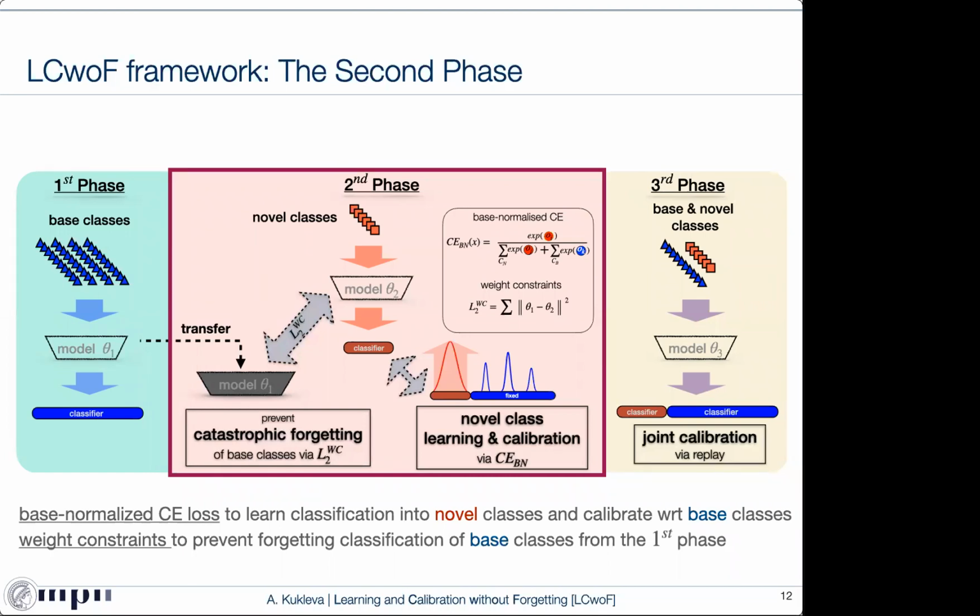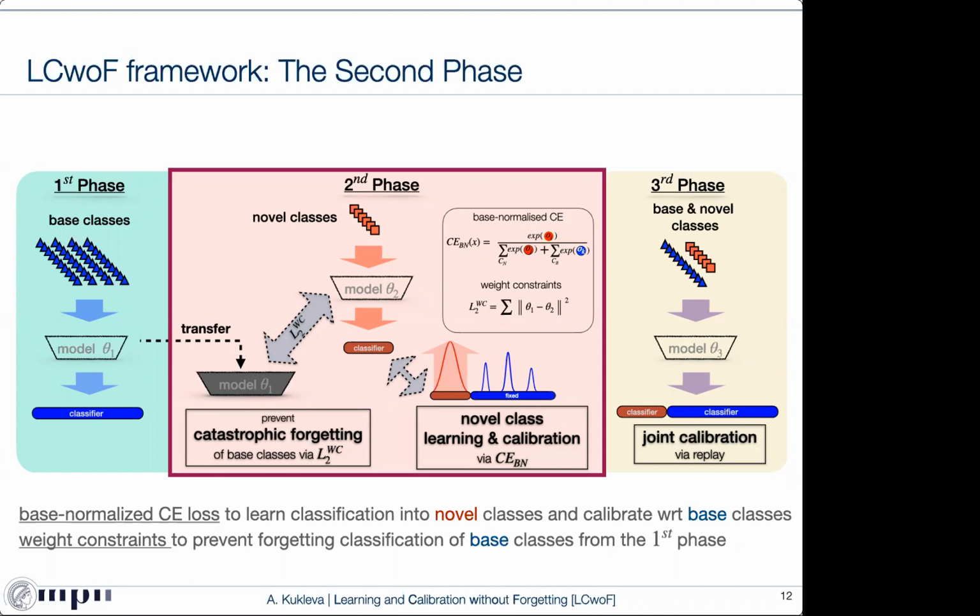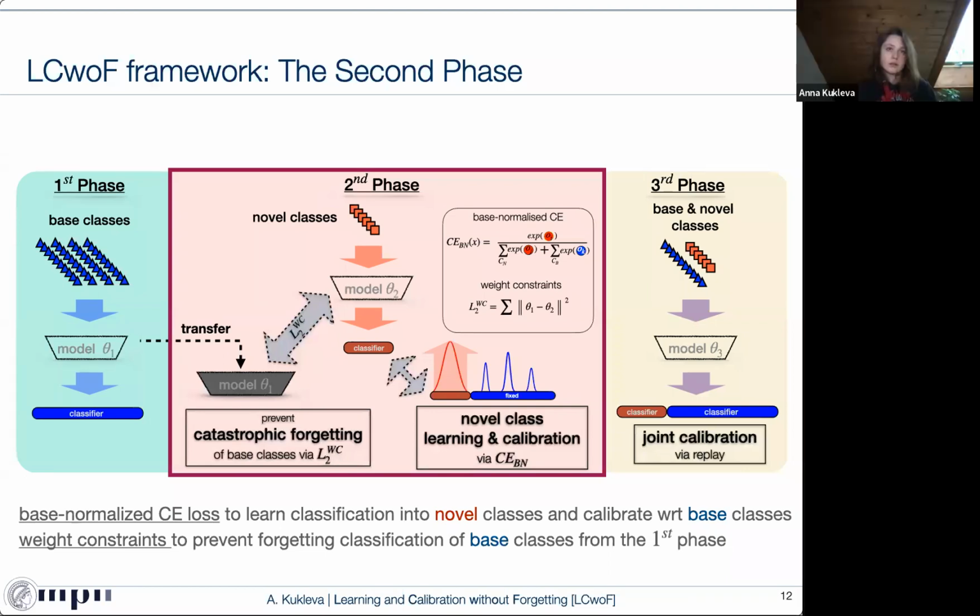Okay. So this regularization part is used with this base normalized CE, which is being used to train the novel classes. And then we are also restricting the parameters to be in a similar space to where the parameters of model one are. That's what we are trying to do. Yes, exactly. Basically you're completely right.